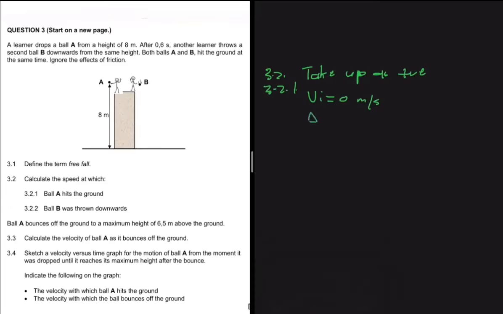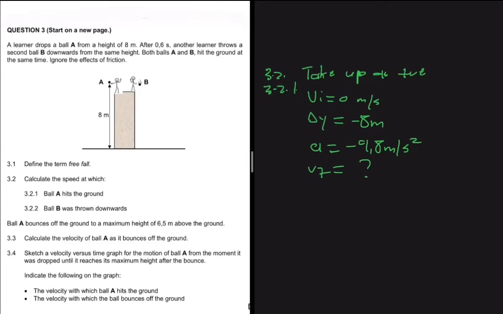So we have delta y being equal to minus 8 meters, because the ball is going down and we're taking up as positive, right? Which other information do we know apart from that? We know fully well what acceleration is. Acceleration will be minus 9.8 meters per second squared, right? And then what we're looking for is VF, right? So now we have these 4 variables.